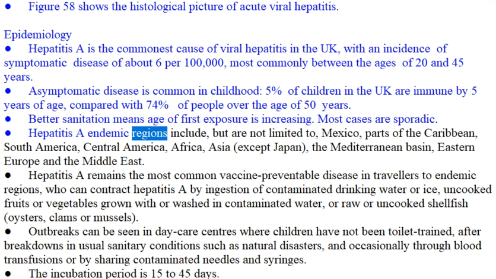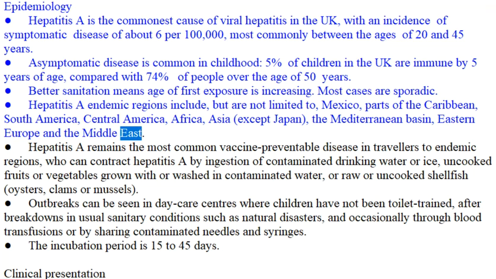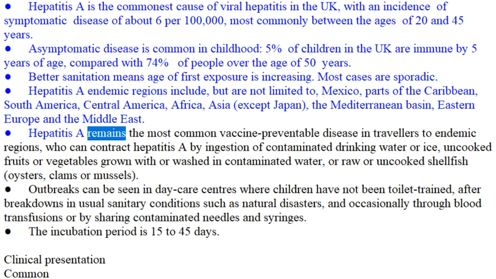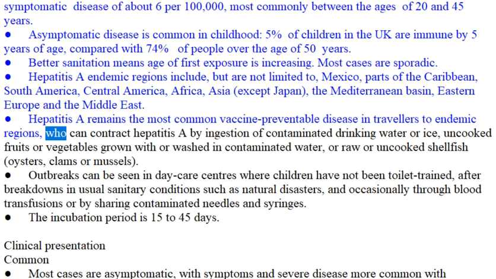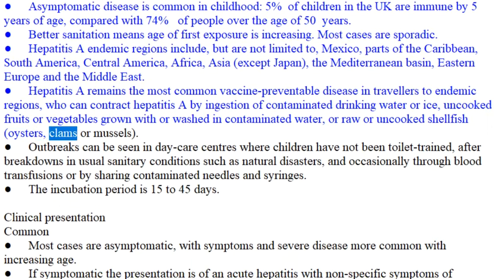Hepatitis A endemic regions include, but are not limited to, Mexico, parts of the Caribbean, South America, Central America, Africa, Asia, except Japan, the Mediterranean basin, Eastern Europe, and the Middle East. Hepatitis A remains the most common vaccine-preventable disease in travelers to endemic regions, who can contract hepatitis A by ingestion of contaminated drinking water or ice, uncooked fruits or vegetables grown with or washed in contaminated water, or raw or uncooked shellfish, oysters, clams or mussels.